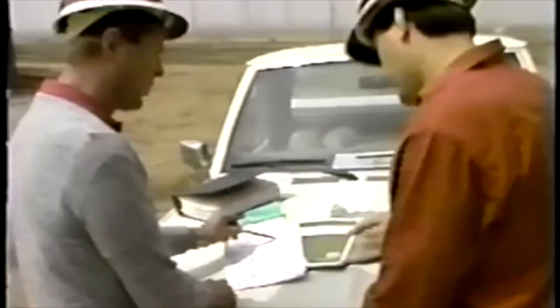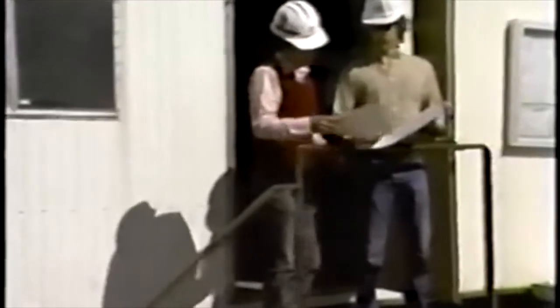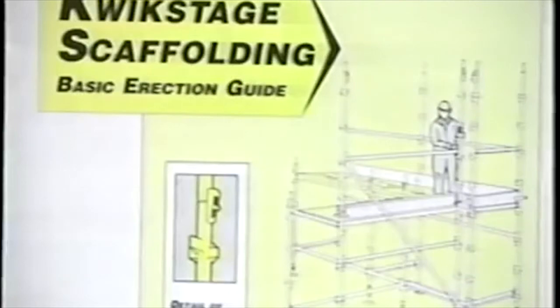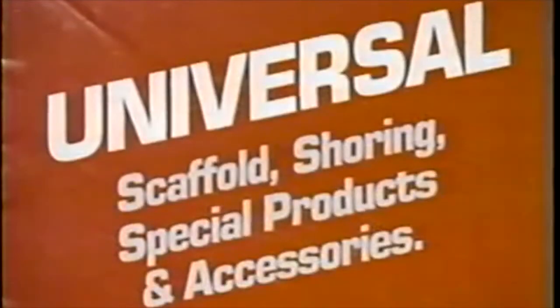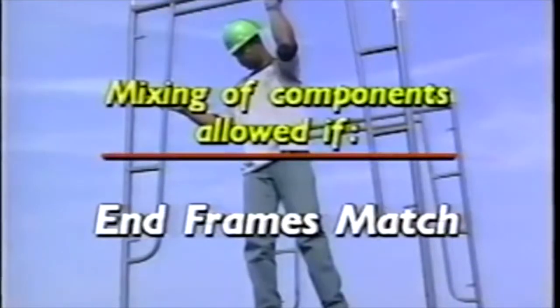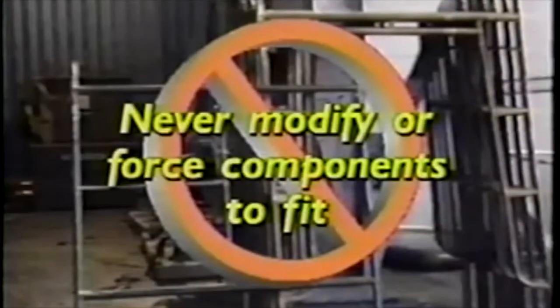Drawings and specifications for all frame scaffolds more than 125 feet in height above the base plates must be designed by a registered professional engineer, and copies of the plans made available to the compliance officer for inspection purposes. Since there are several manufacturers of metal frame scaffolds, the mixing of components or individual member pieces is not recommended, but is allowed if the end frames match, the cross members match, and stability and plumbness are maintained. In no case shall there be any modifications made of any components, nor shall they be forced to fit.